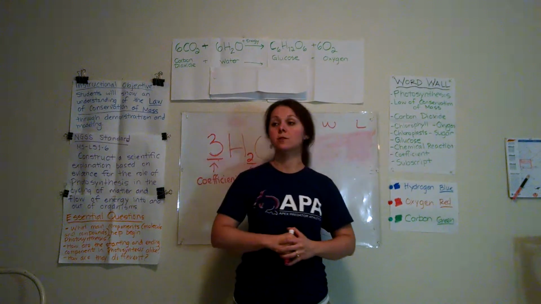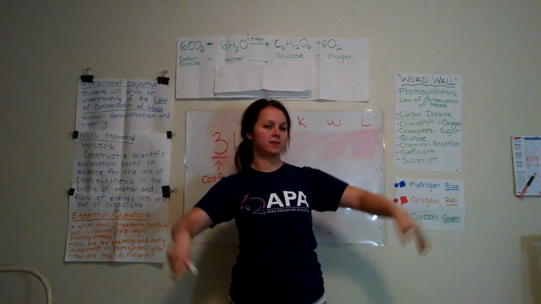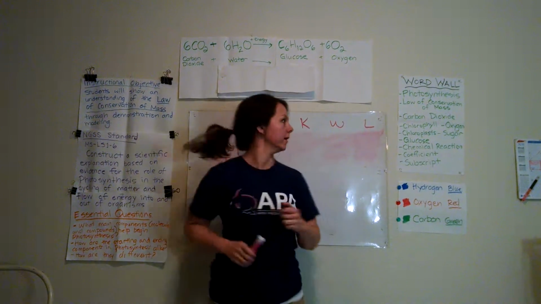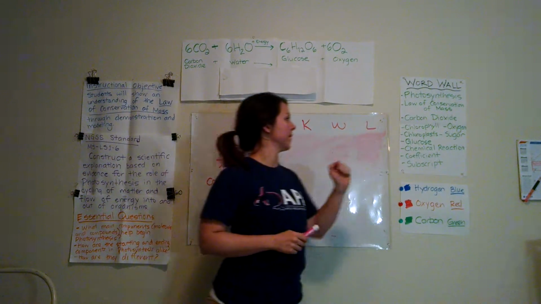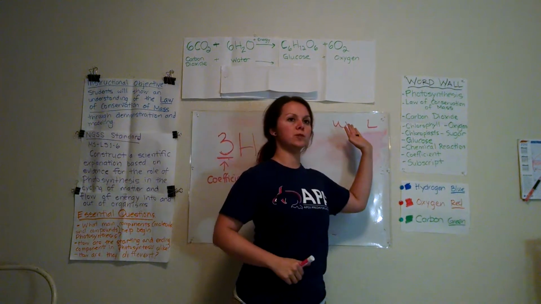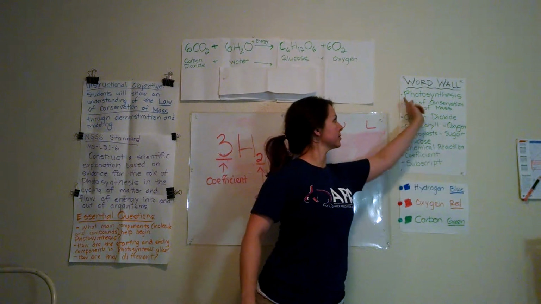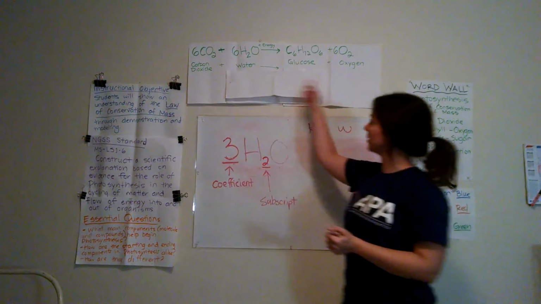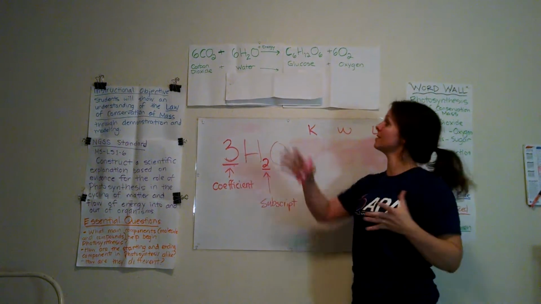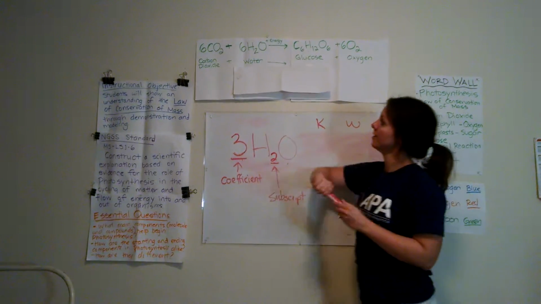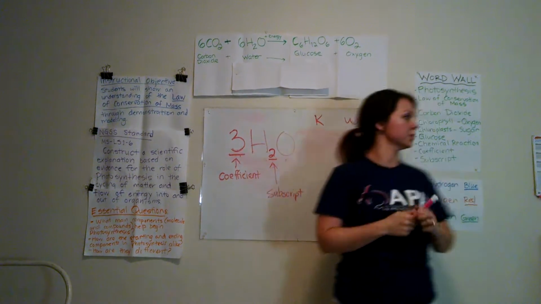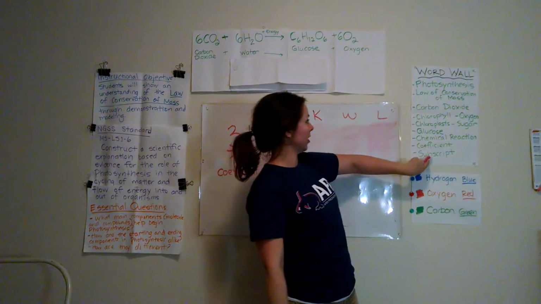Guys, good morning. So you'll notice that all the desks are moved to the side because you're going to be doing more of an interactive activity today, dealing with the law of conservation of mass, using chemical reactions such as photosynthesis. Now, when we talked last week about photosynthesis, it is a chemical reaction that has a certain amount of carbon dioxide, water, glucose, and oxygen, as we saw from our word wall.